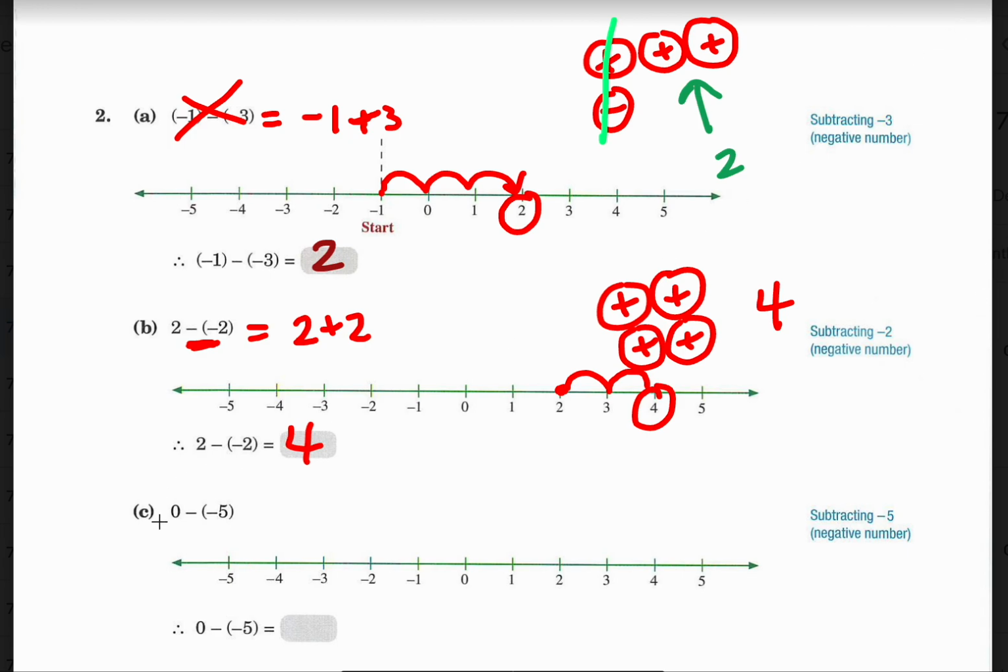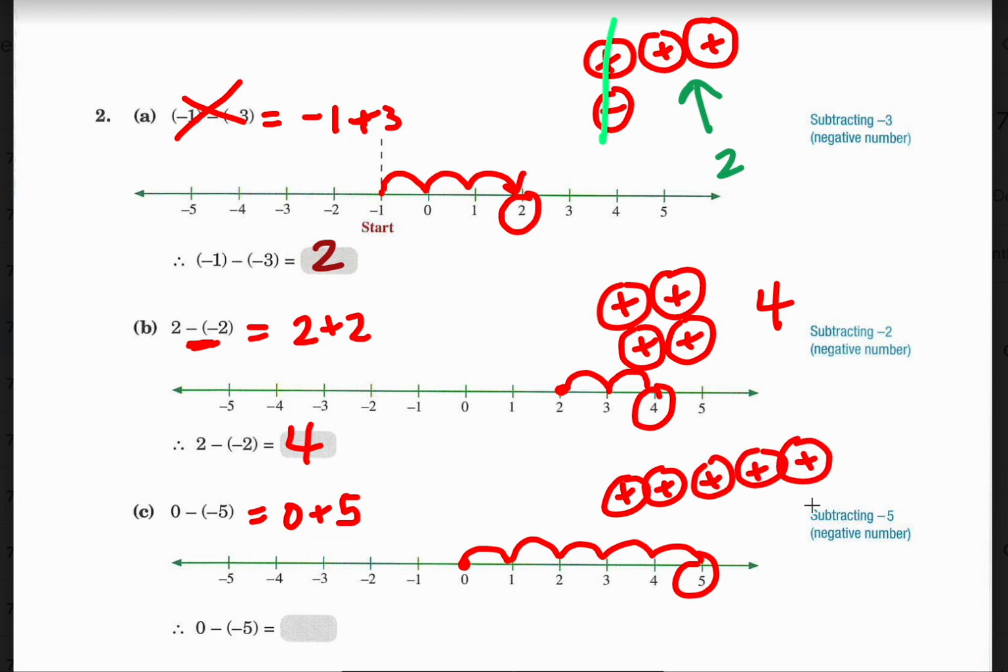Last problem, 0 minus negative 5, so I start at 0. Oh, and I have to rewrite this. 0 minus negative 5 is 0 plus 5. So I add 5, 1, 2, 3, 4, 5. I end up with the answer 5. 0 plus 5 positives just ends up with 5 positives. So the answer is 5. Not that bad, right? You just have to remember two negatives next to each other cancel each other out.